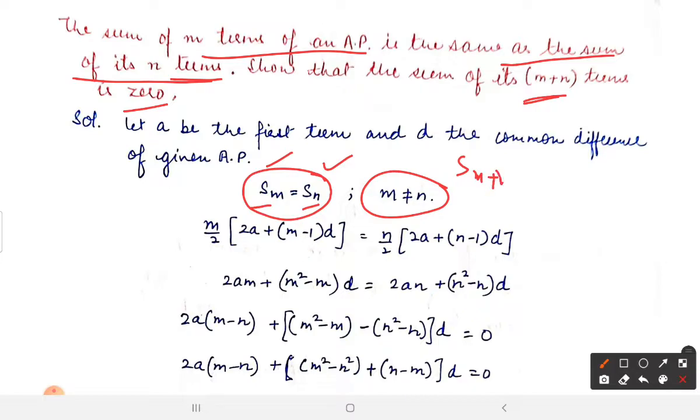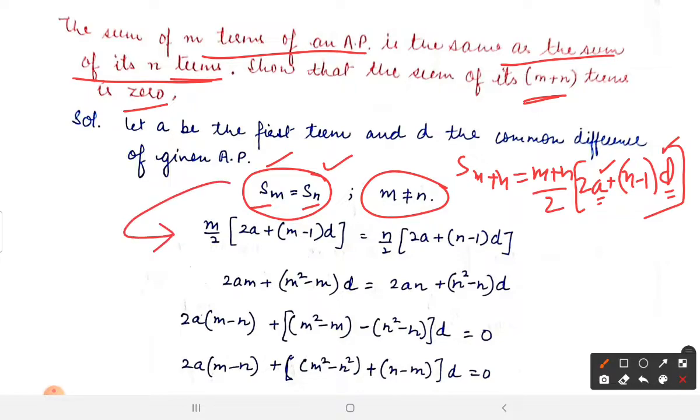The sum of the first m plus n terms is (m plus n) by 2 times (2a plus (n minus 1) times d). This is the formula. To find the sum of m plus n terms, what we need is the value of a and the value of d. So let a be the first term and d be the common difference, and use the given condition. The sum of the first m terms is m by 2 times (2a plus (m minus 1) times d), and the sum of n terms is n by 2 times (2a plus (n minus 1) times d).